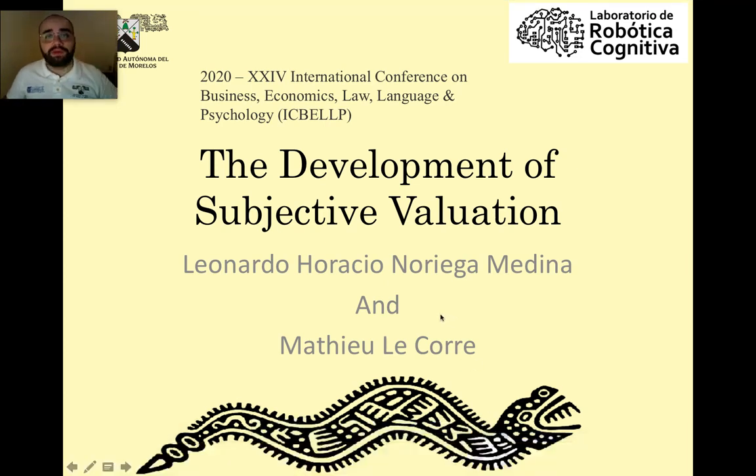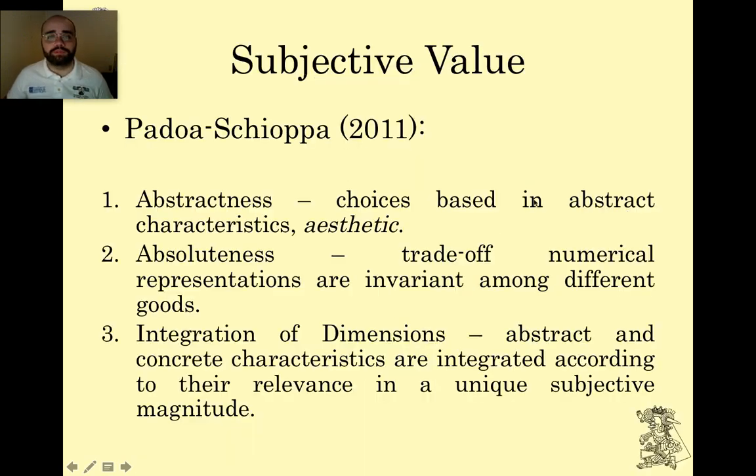My name is Leonardo and I will be presenting this subject, which is the development of subjective evaluation. So for valuation, there are three main components for subjective evaluation. The first one is abstractness, so choices here are based on abstract characteristics, for example, the aesthetics of a given good.